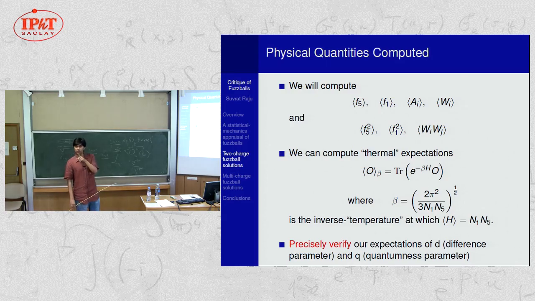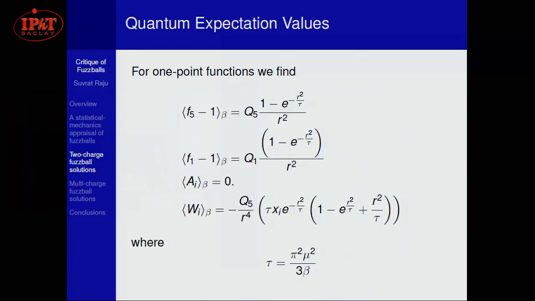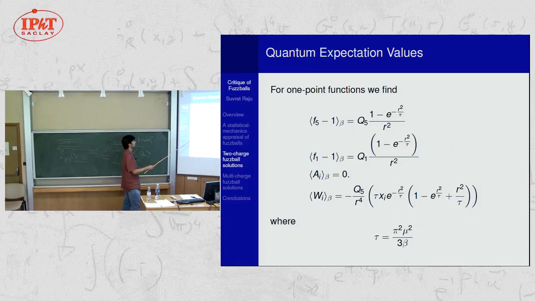Maybe even smaller, but let me say a little bit more and we can come back to this discussion. In any case, there's some well-defined calculation one can do, computing these expectation values. So here are the answers. I won't go through the details of the calculation. We computed the expectation value of f5 minus 1. It turns out to be q5 times 1 minus e to the minus r square by tau, where tau is given in terms of these parameters I described previously. I'll tell you what the physical meaning of tau is. This is f1 minus 1. This one form turns out to be 0 even in the quantum setup. That's why it's not so interesting.